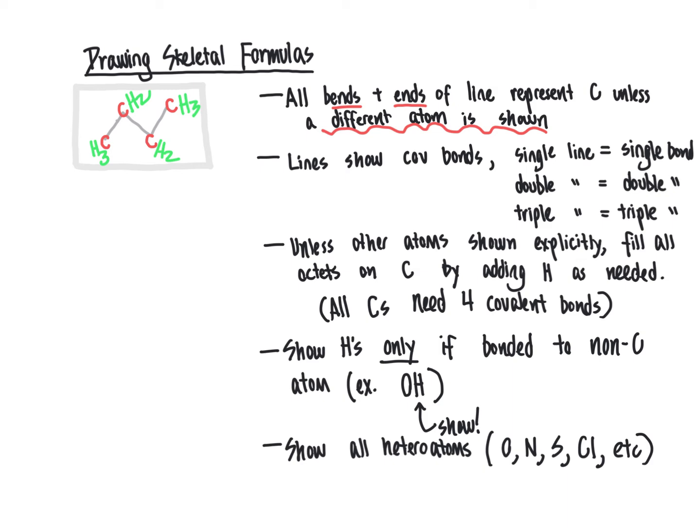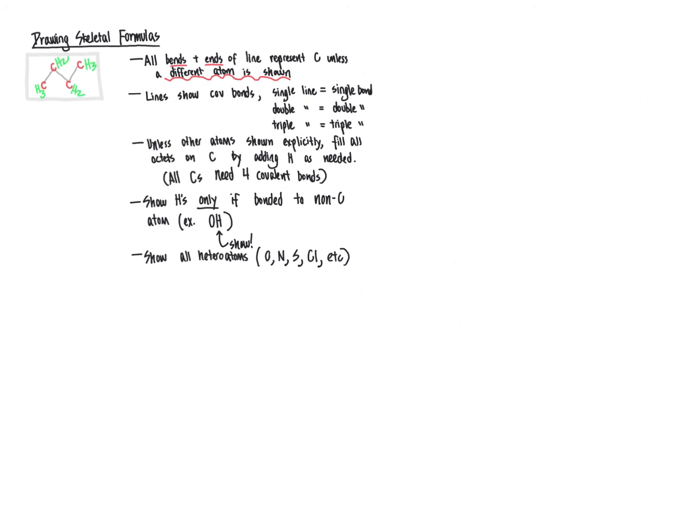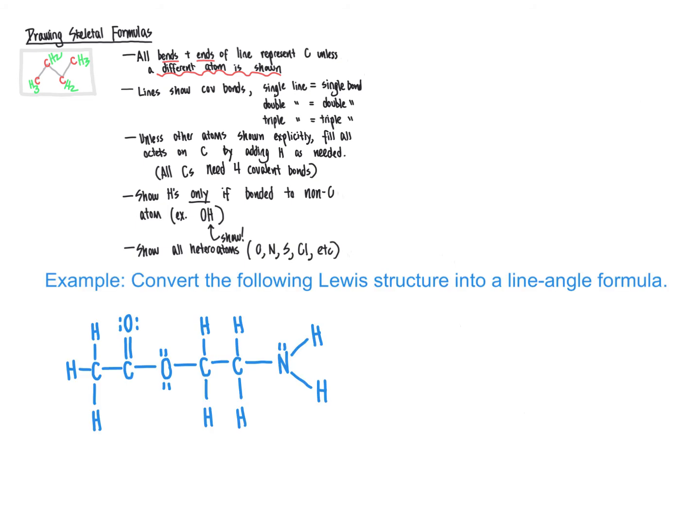So let's apply this. I'm going to shrink this down a bit so that we can focus on an example problem. With no further ado, let's pull up the example problem. In this example problem, which is a key skill for organic chemistry, we are asked to convert the Lewis structure that we see lower left into a line angle formula or a skeletal formula. So how are we going to go about doing that?